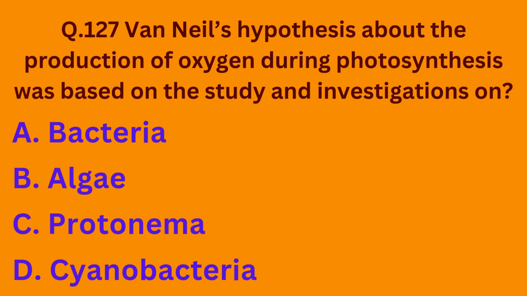Question number 127. Van Niel's hypothesis about the production of oxygen during photosynthesis was based on the study and investigations on option A, bacteria, option B, algae, option C, protonema, option D, cyanobacteria. So the correct option is option A, bacteria.